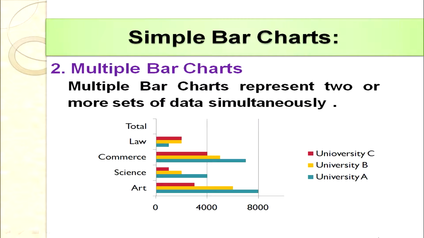Now, the next is multiple bar diagrams. When we talk about multiple bar diagrams or charts, they represent two or more than two sets of data simultaneously. Suppose they have given you export and import for a particular year, or profit and loss for a particular year, or birth rate and death rate. So, two kinds of data for the same specific year are being given to you, then we are going to draw a multiple bar diagram.